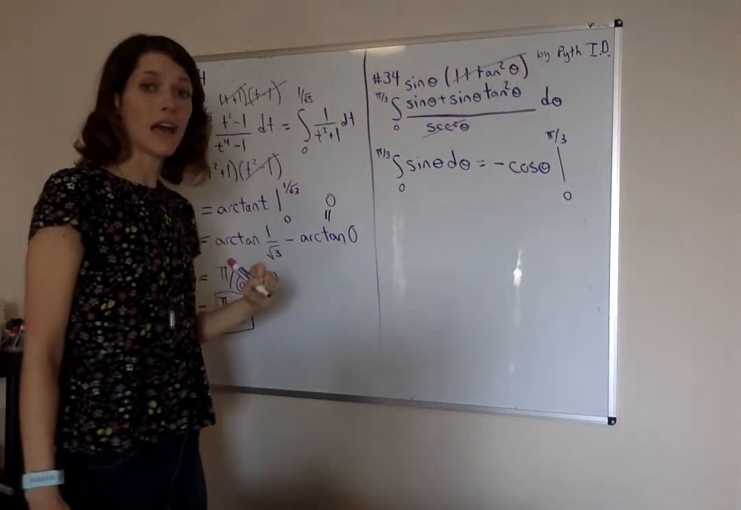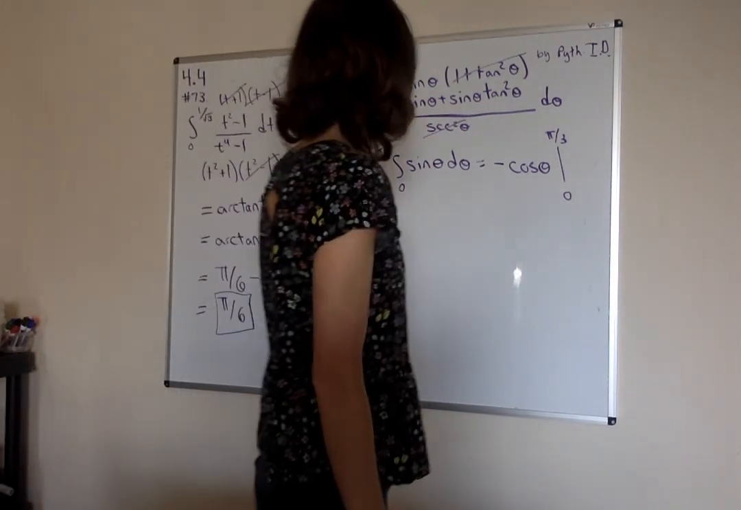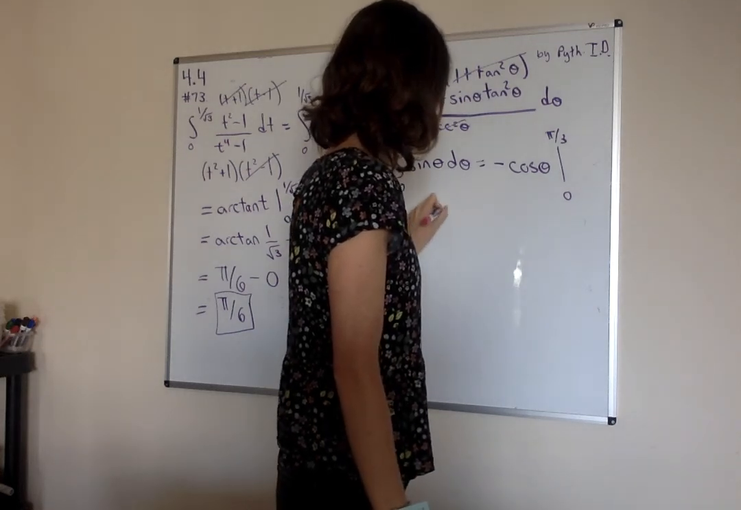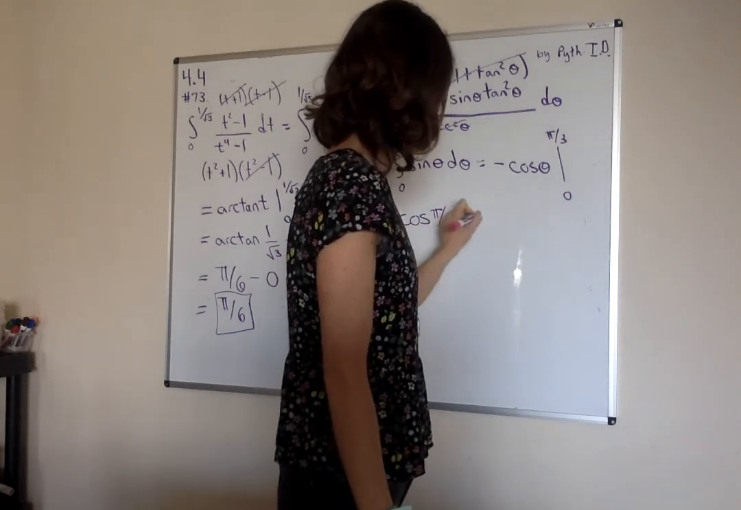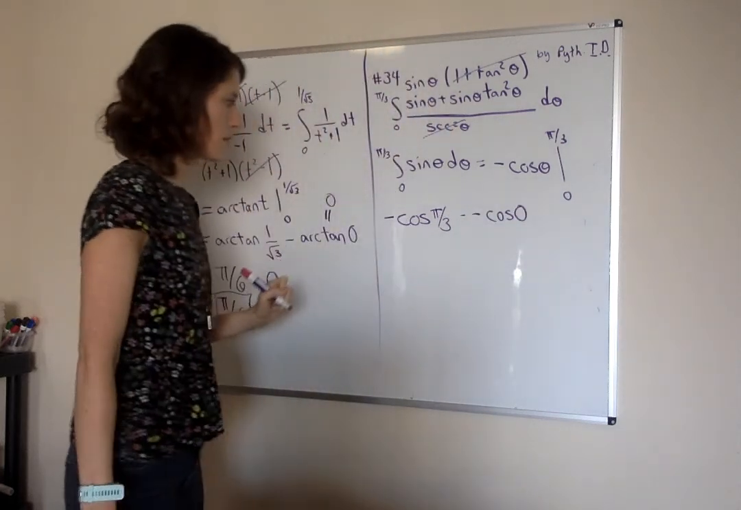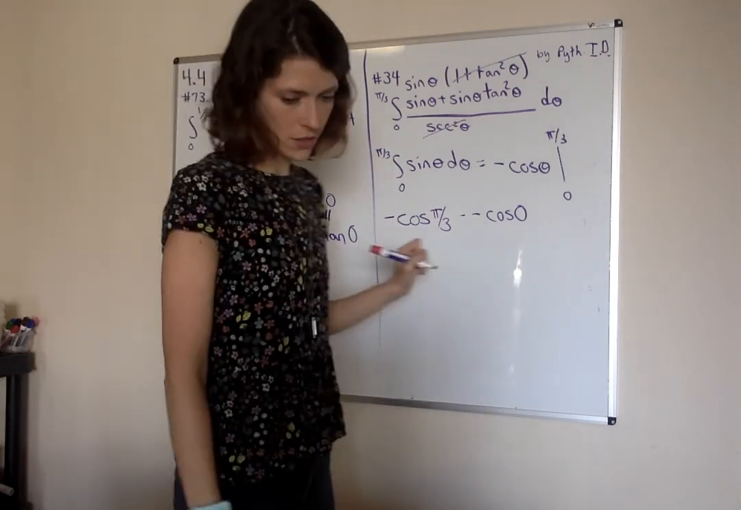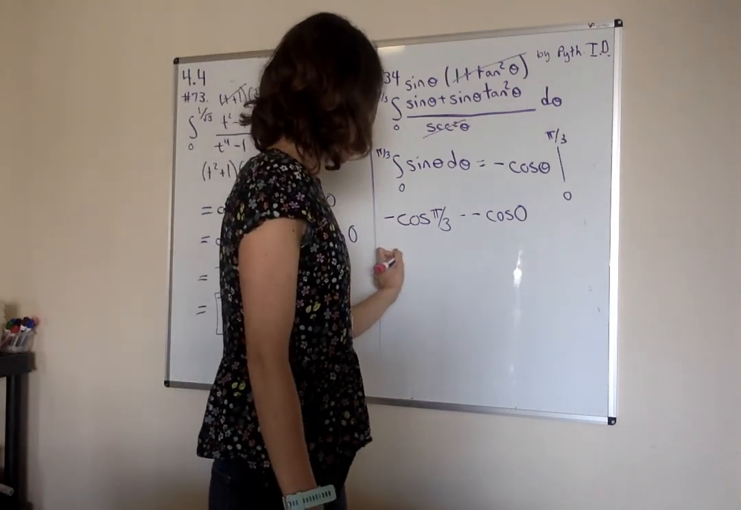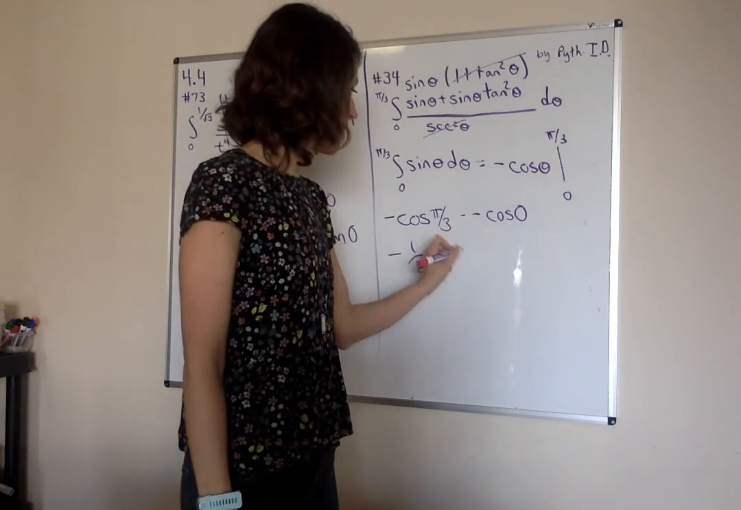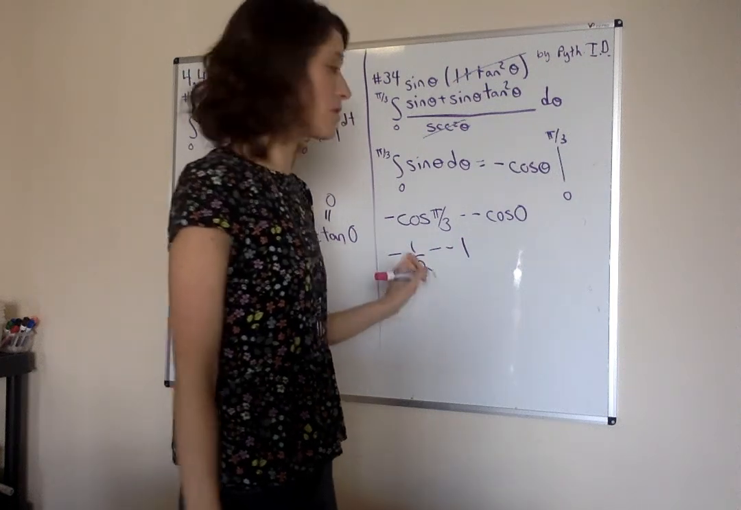I'm going to plug in pi over 3, plug in 0, and then subtract the results. Negative cosine pi over 3 minus negative cosine of 0. Negative cosine of pi over 3 is negative 1/2. And then this would be minus negative 1. Negative 1/2 minus negative 1 gives you 1/2.